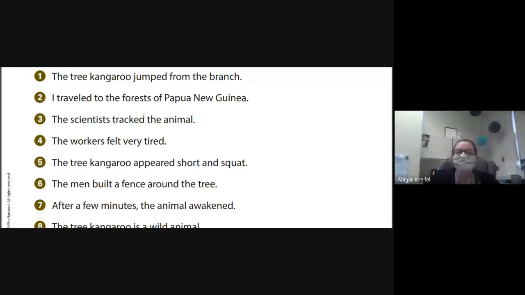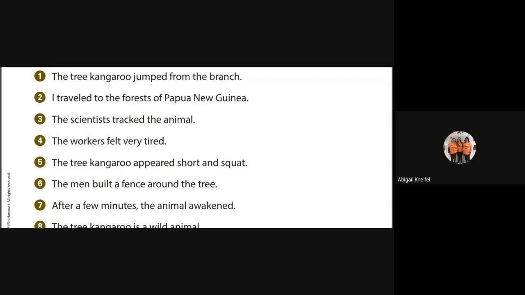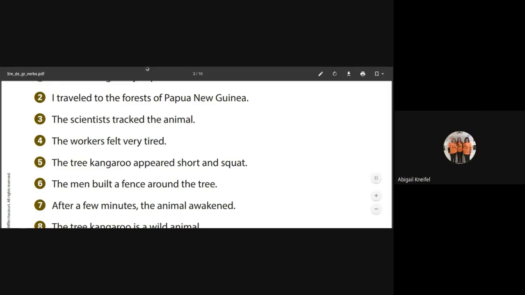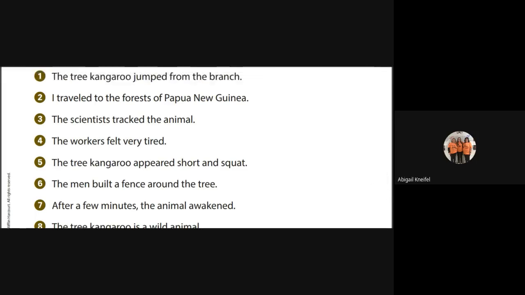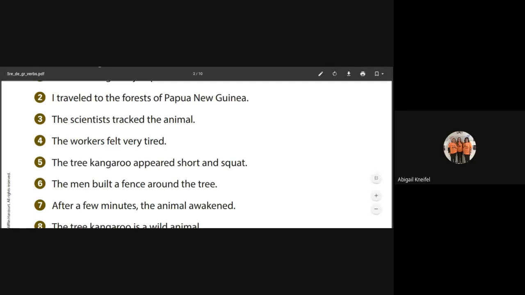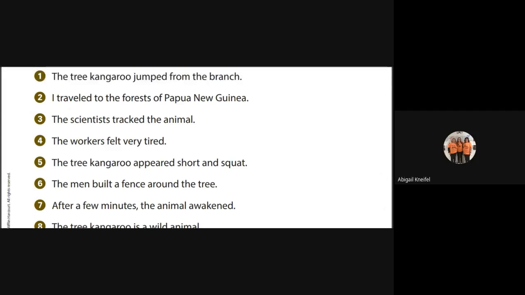Next, the scientist tracked animals. So here we have another action verb, and it is what? Type it in chat, because muting and unmuting yourself takes forever. What is the action verb in number 3? Everyone should be participating. Type it in the chat. Tracked. Rochelle wins, Mark in second. Good job. Tracked. That is my action verb.